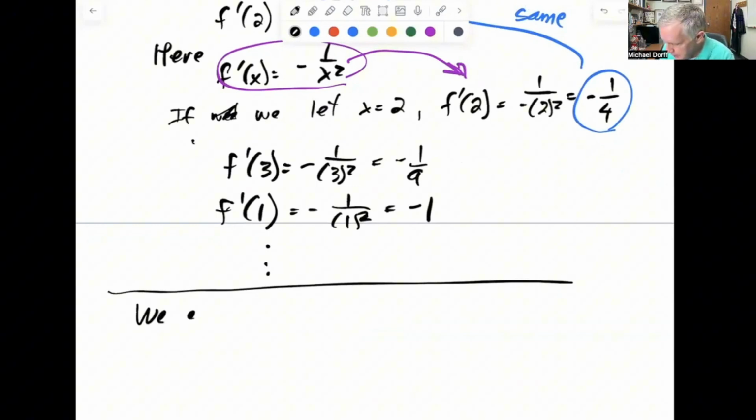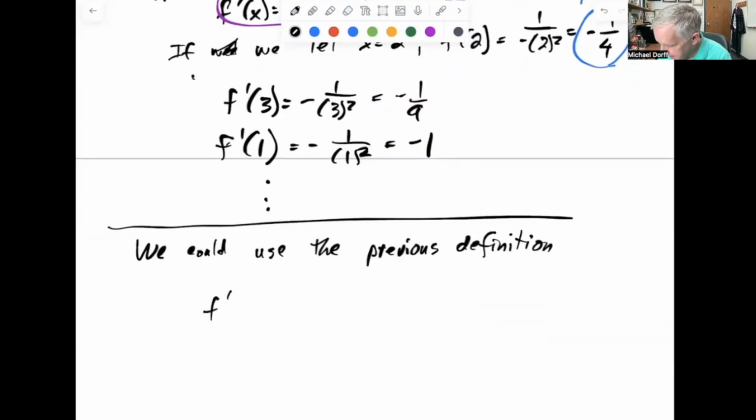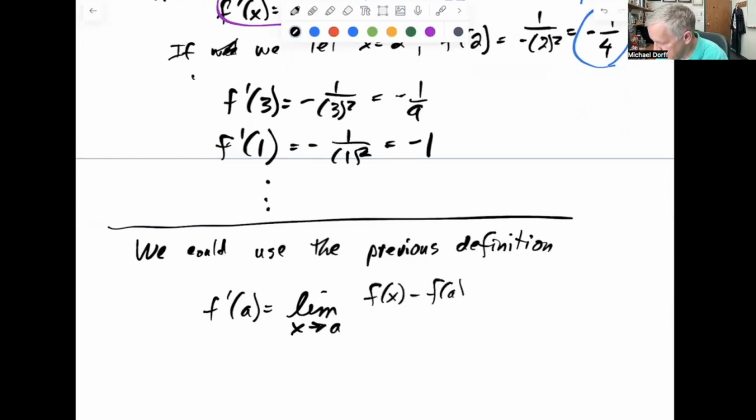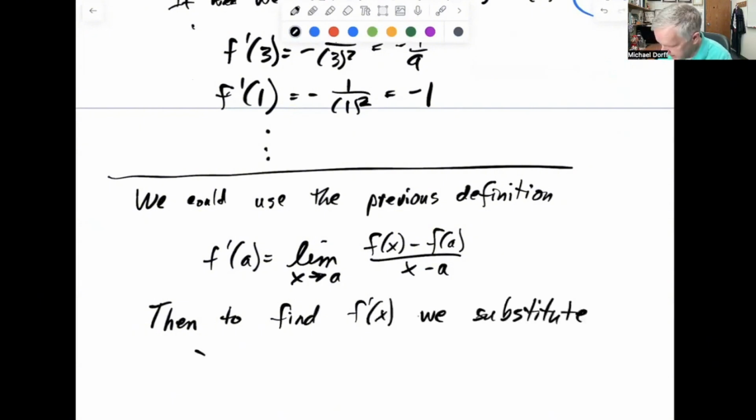One other part here too is that I could use my previous definition. We could use the previous definition that we called B at the very beginning of this presentation, that the derivative at a is going to be the limit as x goes to a of f of x minus f of a, all over x minus a. So you could do this, and then how do you find f prime of x? To find f prime of x, we substitute x equaling a into f prime of a.